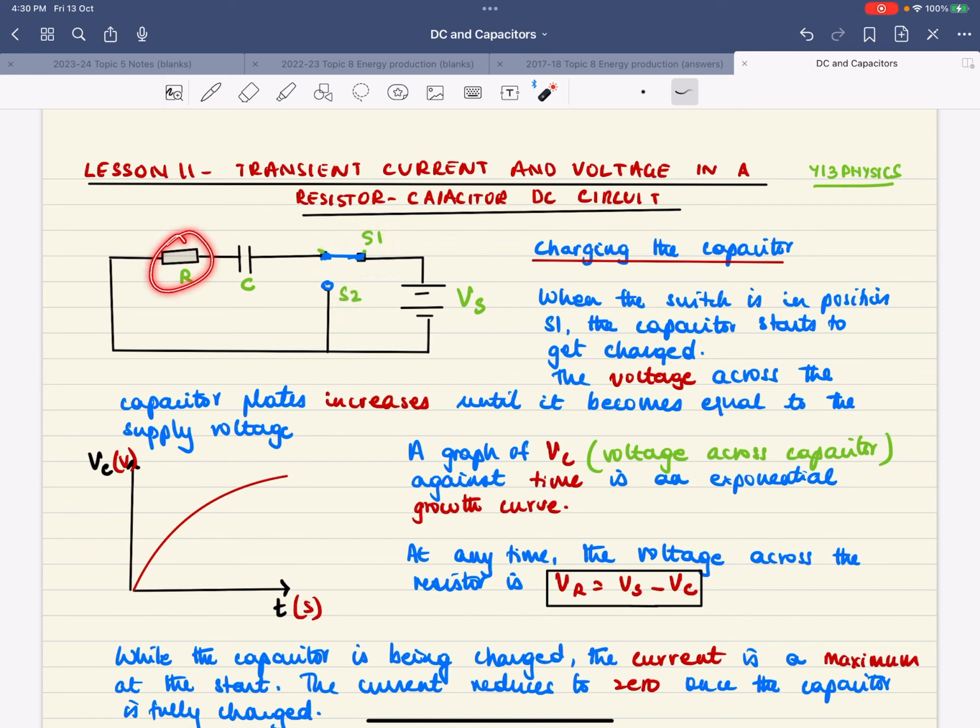The resistor is to limit the current, and here's your supply. When you close the switch and it's in position S1, the capacitor is going to get charged, and the voltage across the capacitor plates will start to increase until the voltage of the capacitor becomes equal to the source voltage, and the current will stop.